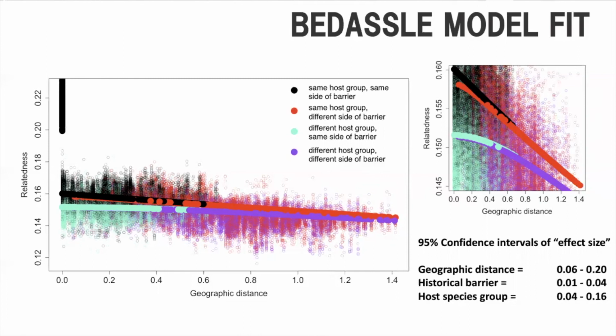But the effect of historical barriers is really small, despite it having been the best fitting factor in that previous chloroplast haplotype network study. But of course, that study doesn't take into account the effect of just geographic distance itself. Then when we look at those effect sizes, again, you can see that geographic distance and host species group have a larger effect than the small but significant historical barrier effect.